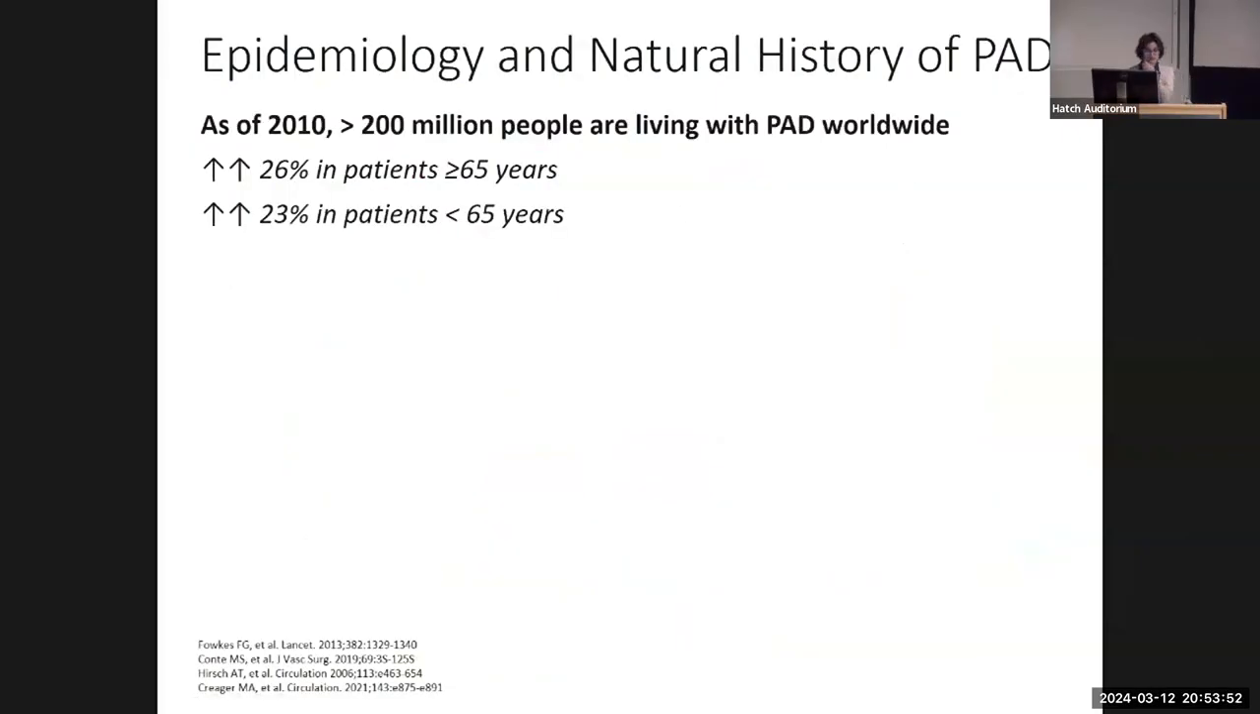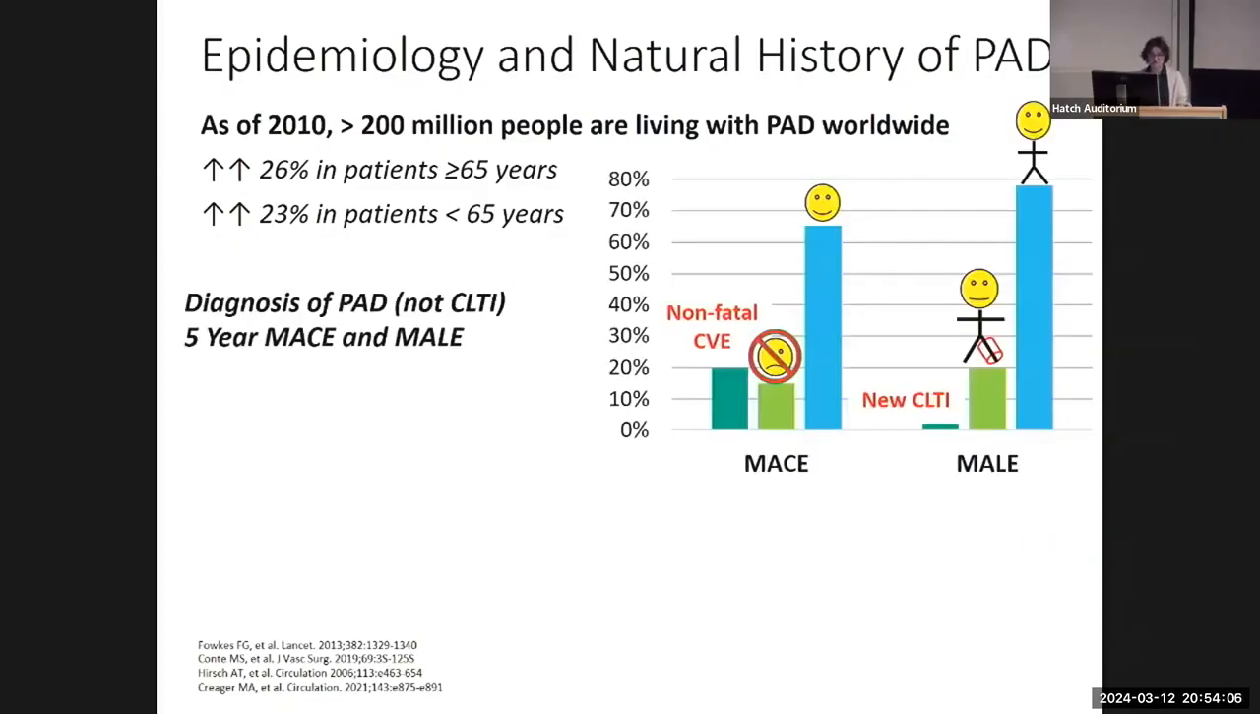In terms of epidemiology, the rates of PAD are rising. As of 2010, there were more than 200 million patients around the world with PAD. And this was a significant increase in both our older and younger patients. And again, if we look at the outcomes of MACE and MAL for just a diagnosis of PAD, including asymptomatic patients, not CLTI, the rate of non-fatal stroke or MI is 20%. 15% will die because of a cardiovascular event. For limb events, 1% to 2% will progress to CLTI, and 20% will get revascularized over a 5-year follow-up.